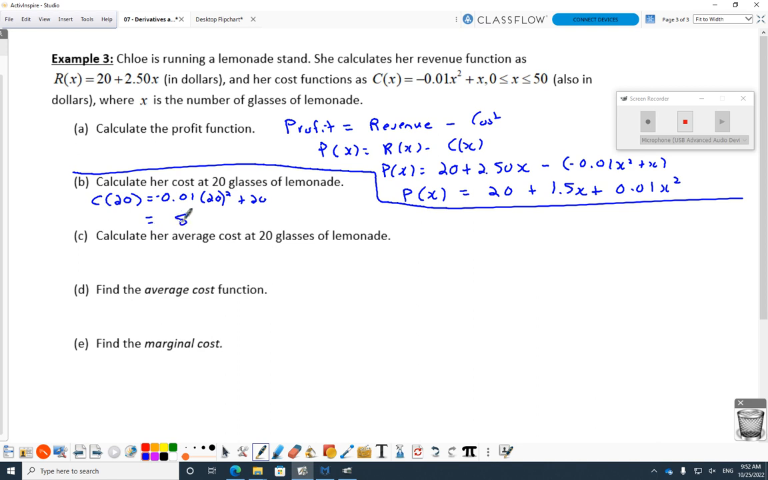$16. It only costs her $16 to make 20 glasses of lemonade. So let's calculate our average cost. And I'm going to use an equation in a second, but I'm also going to write it down there.